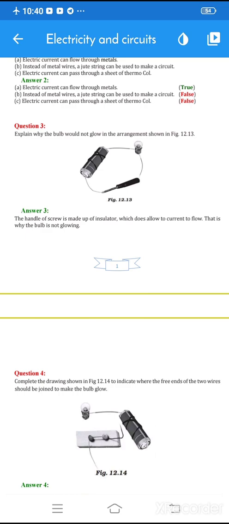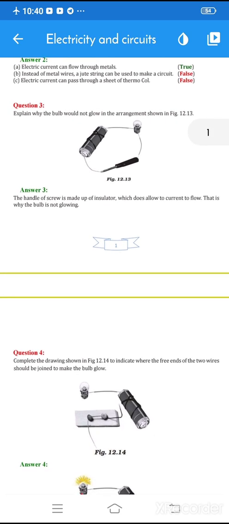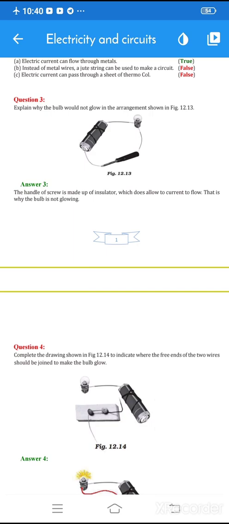Statement C: electric current can pass through a sheet of thermocol. Yes, it is absolutely false, because thermocol is not a conductor, it's an insulator.